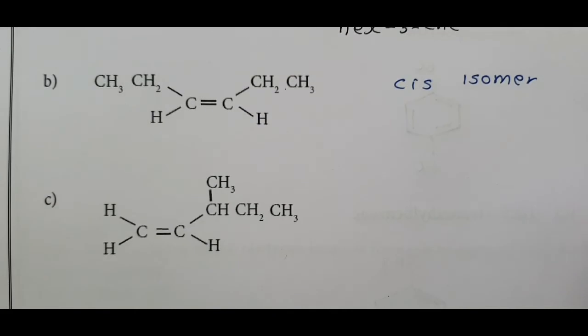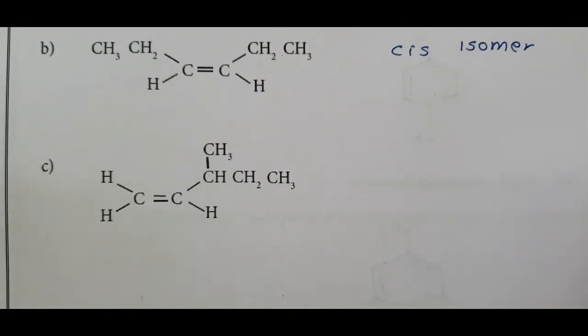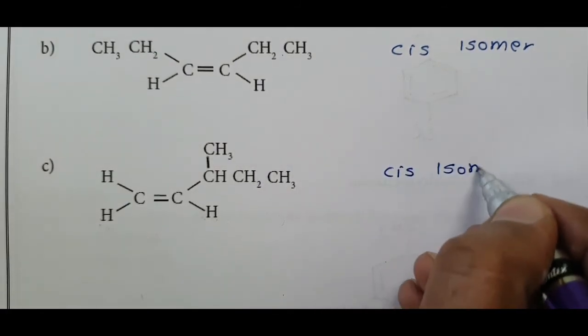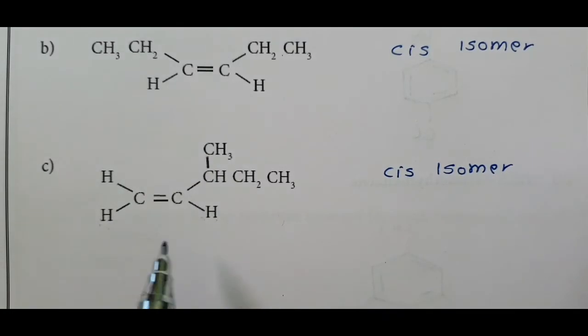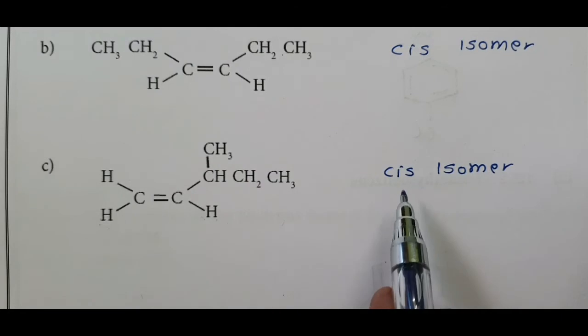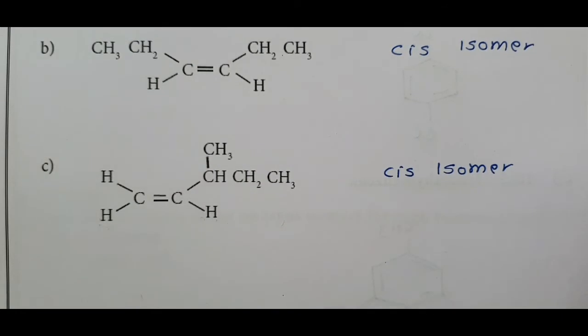Come to the next compound given, compound C. Double bonded atoms: these two hydrogens are the same hydrogen. These two hydrogens are present on the same side. Therefore, this also comes under cis isomer. By using any two same atoms, we can distinguish a compound as cis or trans isomer. This is the cis isomer.